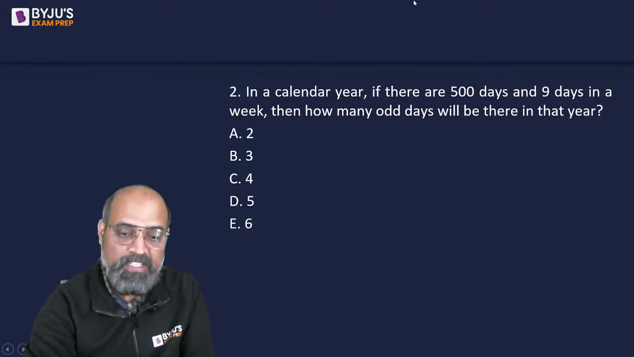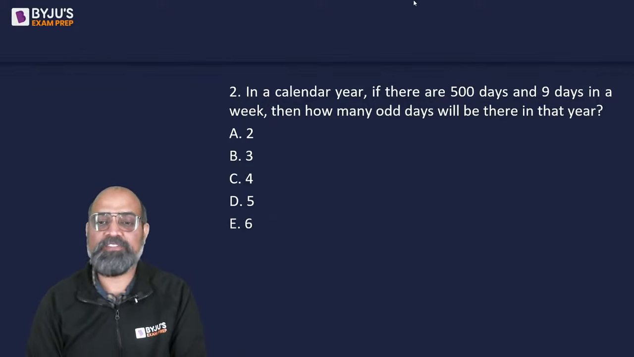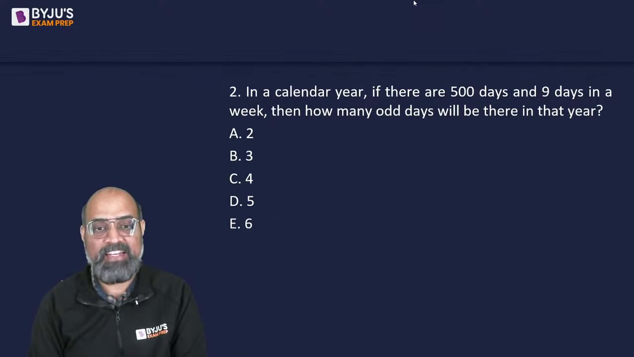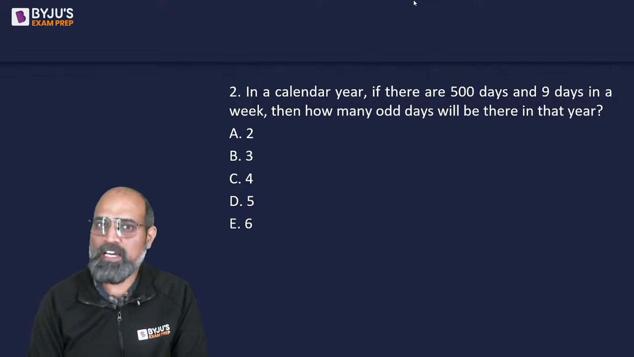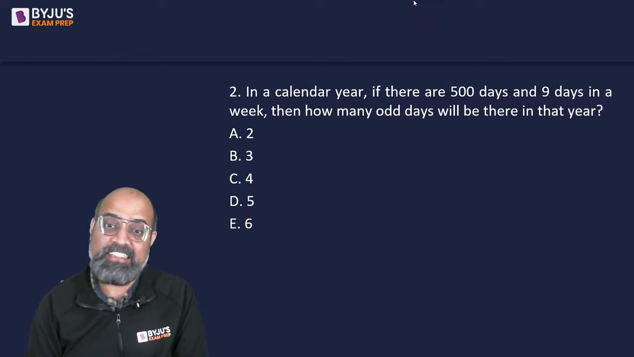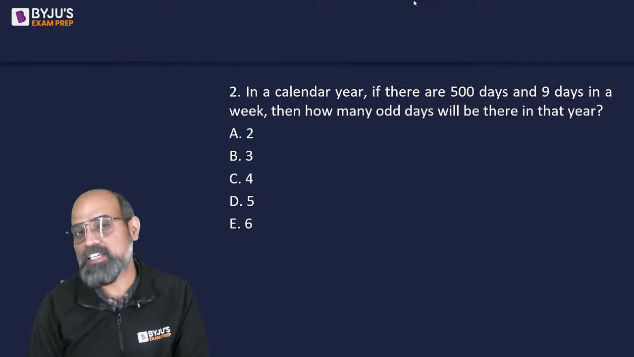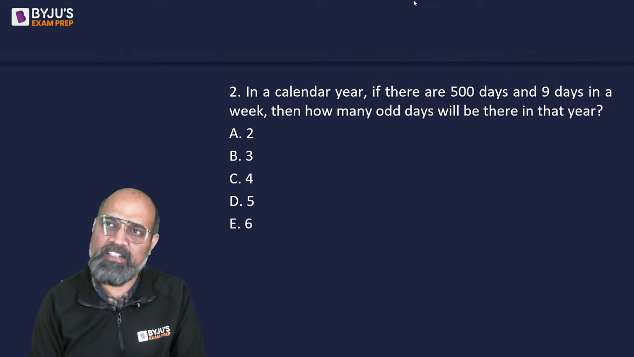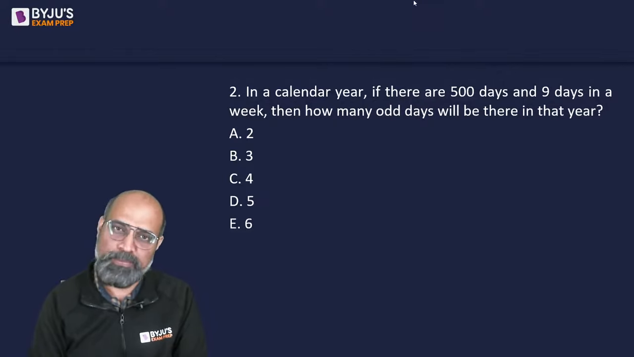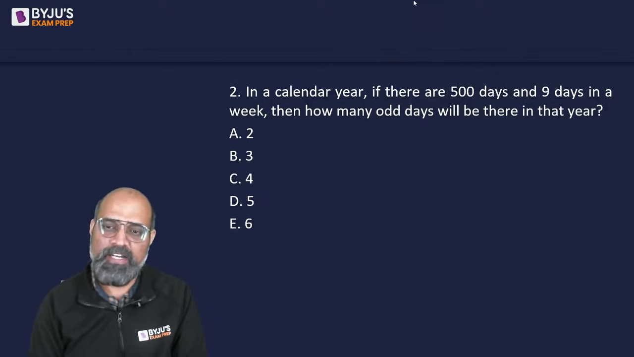Okay. Try this one. In a calendar year, if there are 500 days and 9 days in a week, then how many odd days will there be in that year? So this is a calendar which somebody uses where they do not have 7 days in a week. There are 9 days in a week. And in a year, there are 500 days, unlike 365 or 366 days that we humans have. So we're talking about some calendar used by some alien or some other people in the world, right?